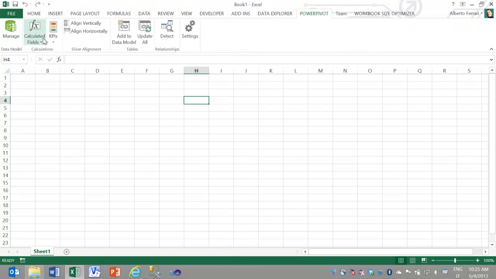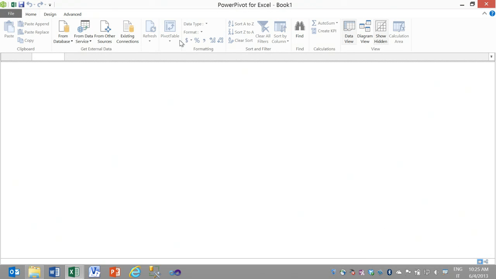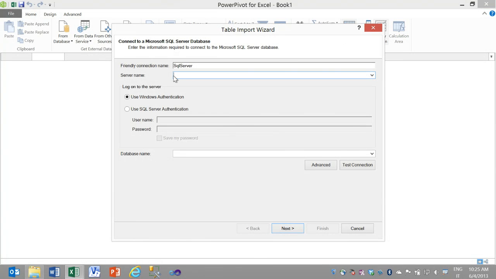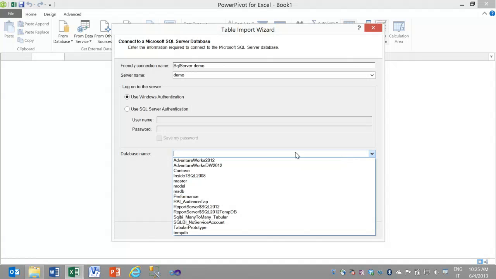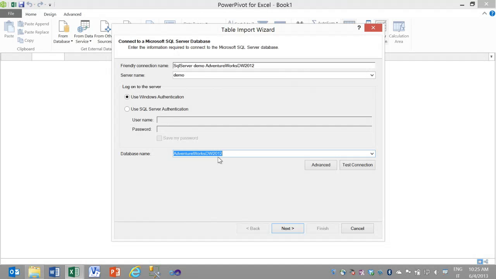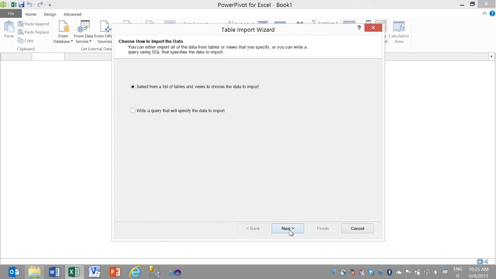And of course, since this session is on PowerPivot, the first thing we do is opening the PowerPivot window. From there, we need to load data from the data warehouse. This instance is called demo, so we connect with the demo machine, and we open the AdventureWorks Data Warehouse 2012.